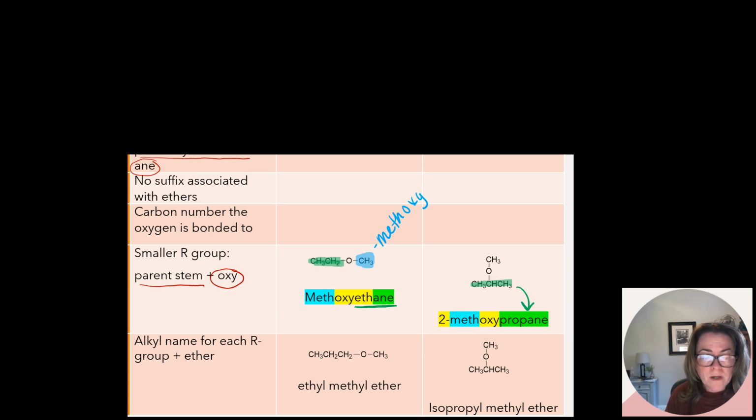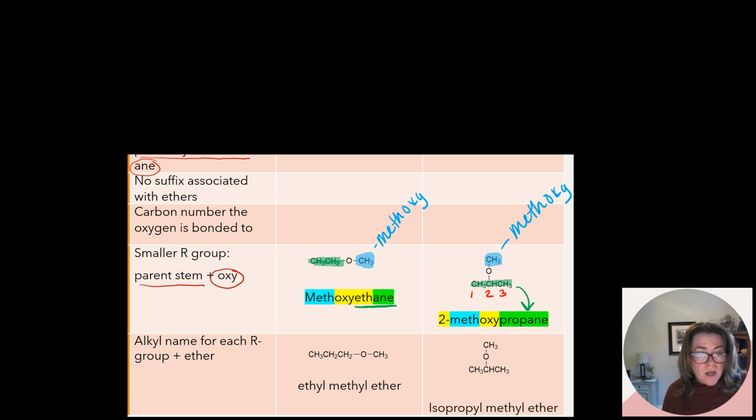Then I'm looking for my small R group, and yet again, our small R group is going to be our meth. And so again, we're going to change the ending to oxy. So it's a methoxy. But now I have to tell everyone what carbon this is on. If I look at my propane chain, I have 1, 2, 3 carbons there. That methoxy is actually on carbon number 2 of the propane chain. So this gives me the name 2-methoxypropane. So that is IUPAC naming.